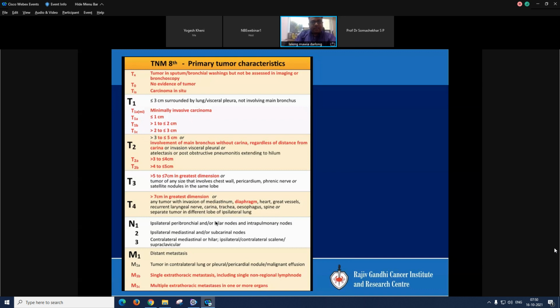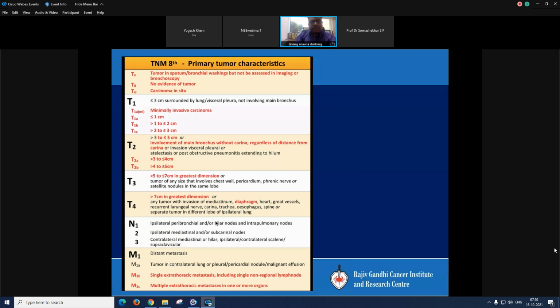And if we see N staging, N1, N2, N3 are still the same. For M, metastatic disease, they've added M1B and M1C. So I think now you can see the importance of metastasis being classified: good metastasis, borderline metastasis, and bad metastasis. I think this has definitely got some implications, which we'll talk about in this talk.